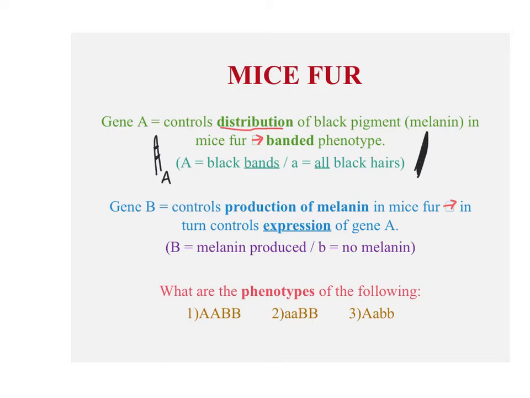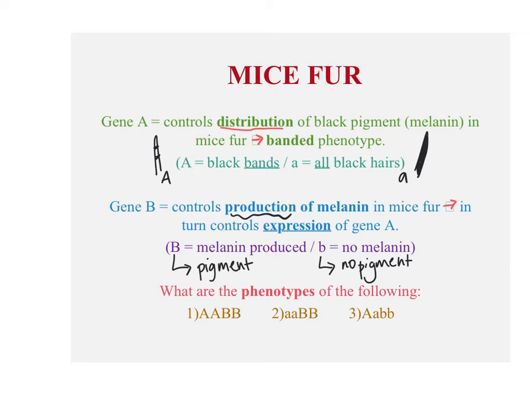Gene B, on the other hand, controls the production of melanin. Okay, so A is for the distribution of the pigment. Gene B controls the production of the melanin. Okay, so gene B is actually there to control gene A. And if we've got big B, then we're producing melanin, we're getting that pigment. But if we've got a little b, then there's no melanin or no pigment. And that means that we're not going to get any coloration.